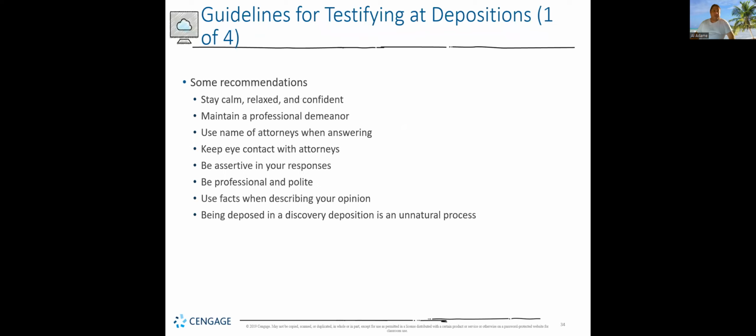Some recommendations. Stay calm, relaxed, and confident. Maintain a professional demeanor. Use the names of attorneys when answering. Keep eye contact with attorneys. Be assertive in your responses. Be professional and polite. Use facts when describing your opinion. Being deposed in a discovery deposition is an unnatural process.